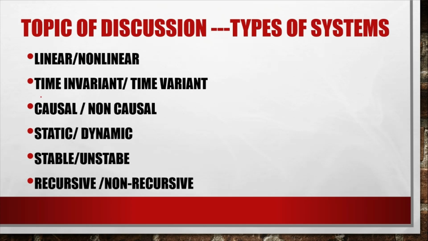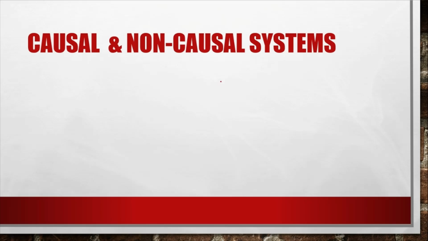Now today I am going to tell you what is a causal system, and how, by observation, you will be able to understand which system is causal and which is non-causal. Similarly, our discussion will continue for static as well as dynamic systems, stable and unstable systems, and recursive and non-recursive systems. Now start with causal and non-causal system.